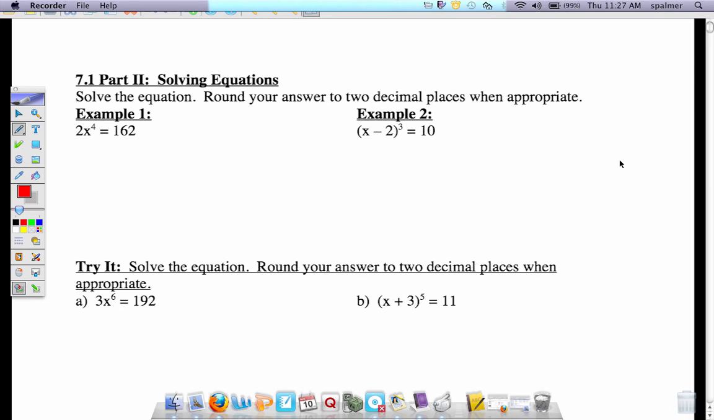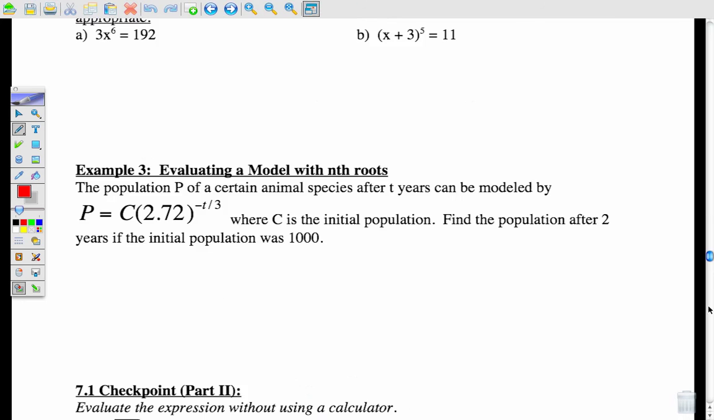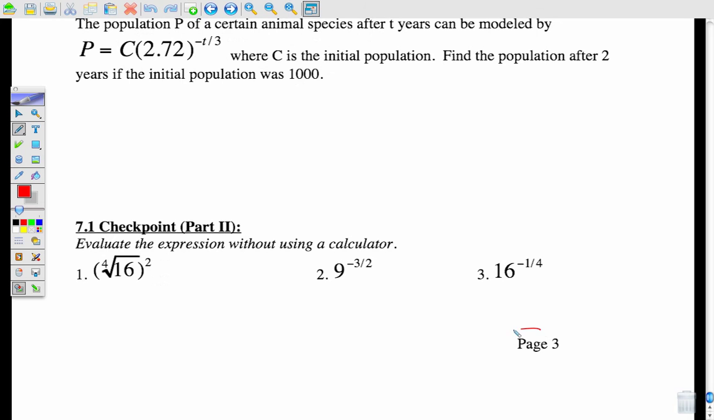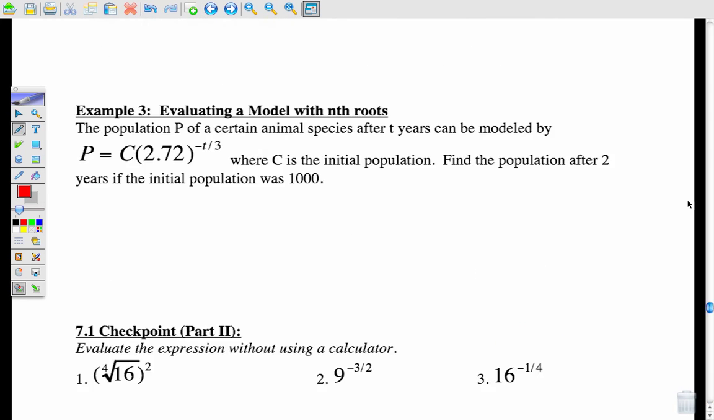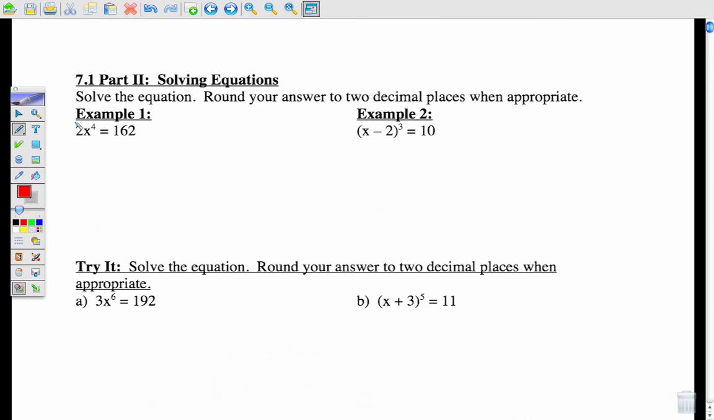Right, here's a fairly short video from your notes. I'm on page 3 here, dealing with solving when you have a power greater than 2, and we're going to start taking in fourth roots, third roots, and all that fun stuff.